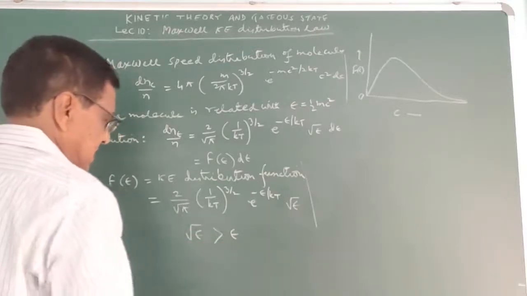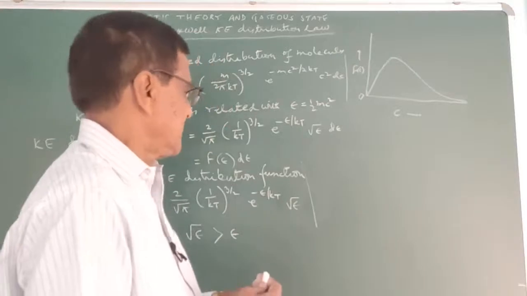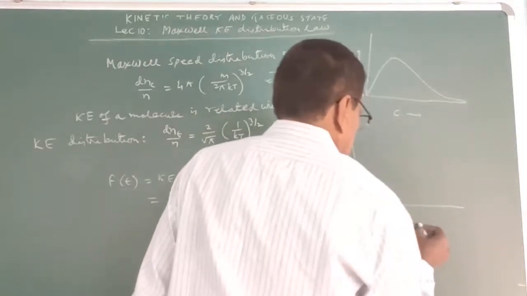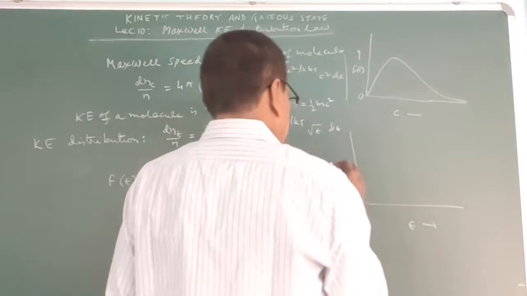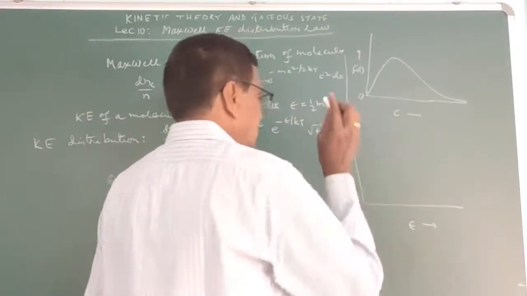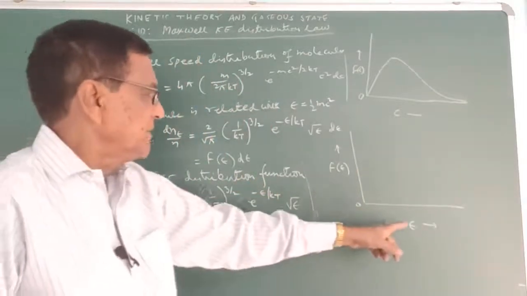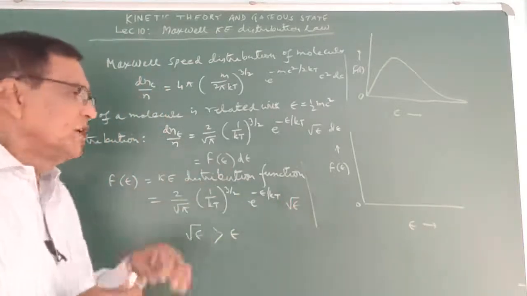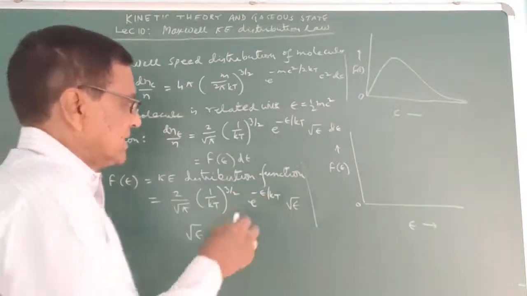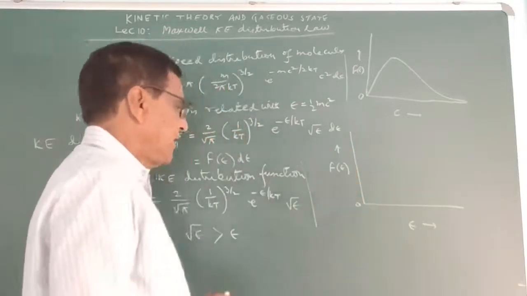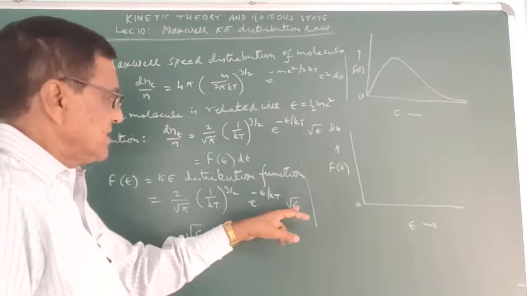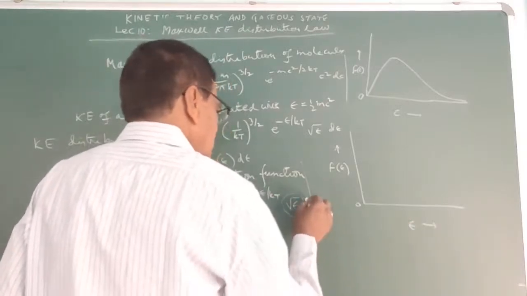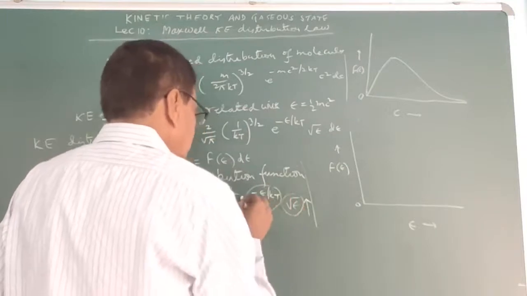If we draw this diagram, here the epsilon, here the origin, and here F(epsilon), what will be the curve? Whenever epsilon is 0, F(epsilon) is also 0. So this curve will start from the origin. And since root epsilon is greater than epsilon, with the increase of epsilon this value will increase, and the exponential term will decrease.